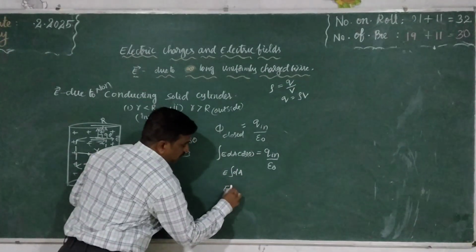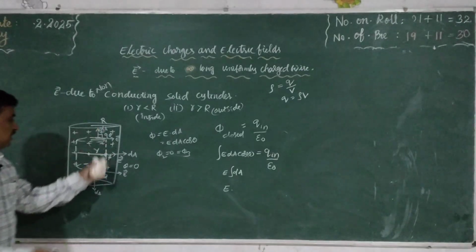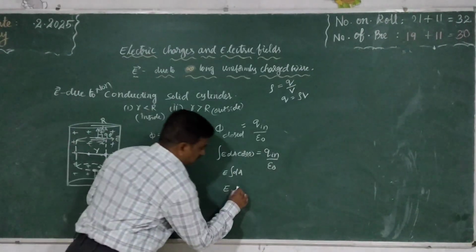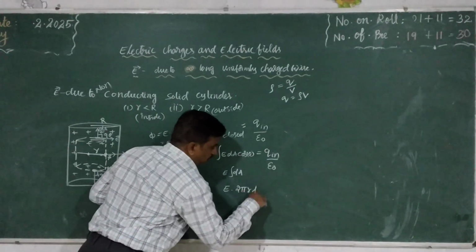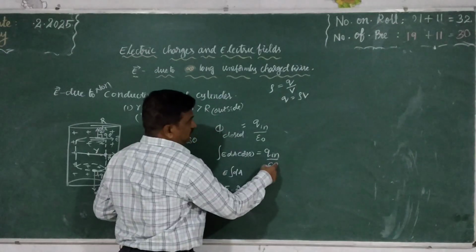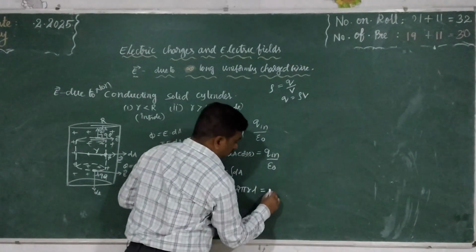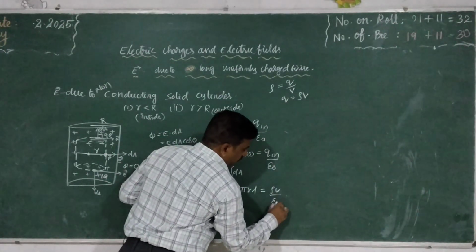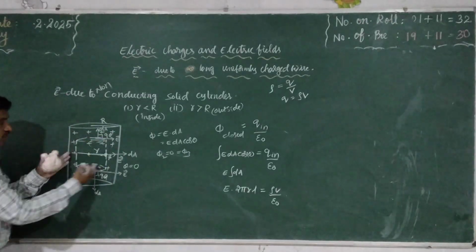dA means the curved surface area of this cylinder. What is the curved surface area? 2 pi r L. That equals Q inside by epsilon naught. So Q means what? Rho into V, rho V by epsilon naught. What is the volume of this one here?